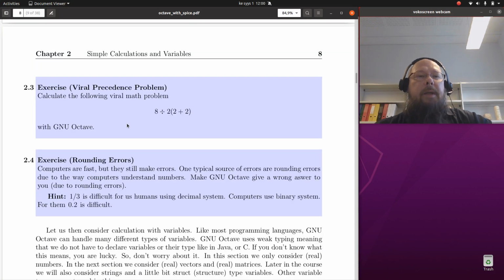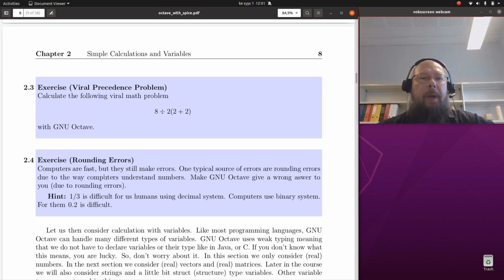Also there is the following exercise 2.4 for you about rounding errors. So this is again a word of caution. Computers are fast and getting faster all the time, but they still make errors. As humans, computers also make errors. Well, not as humans, they usually make errors in a different way, but nevertheless they do it. And one typical source of errors are rounding errors, as for humans also.